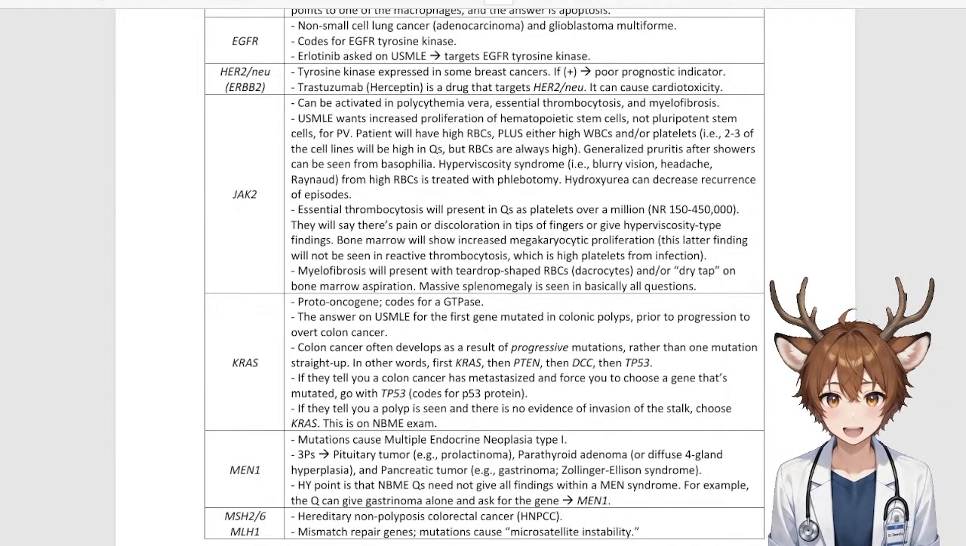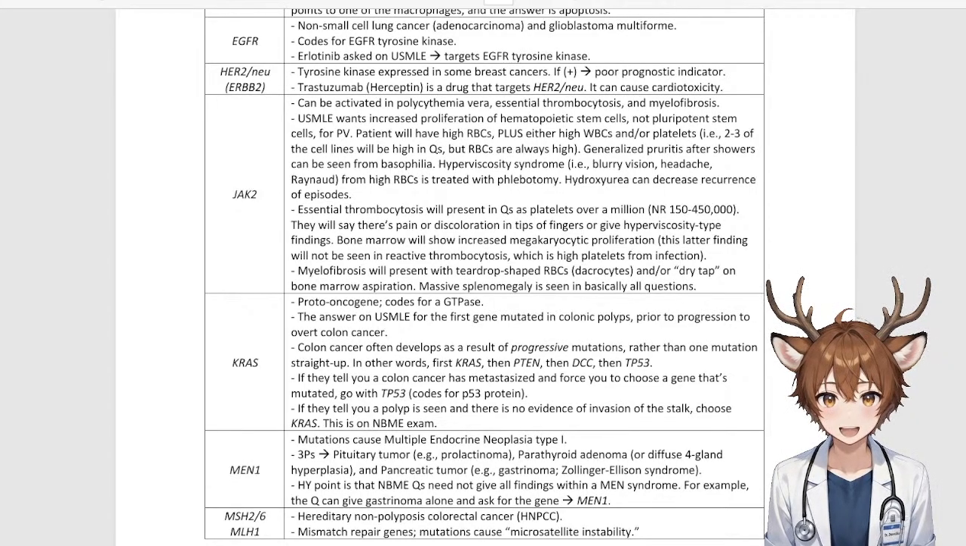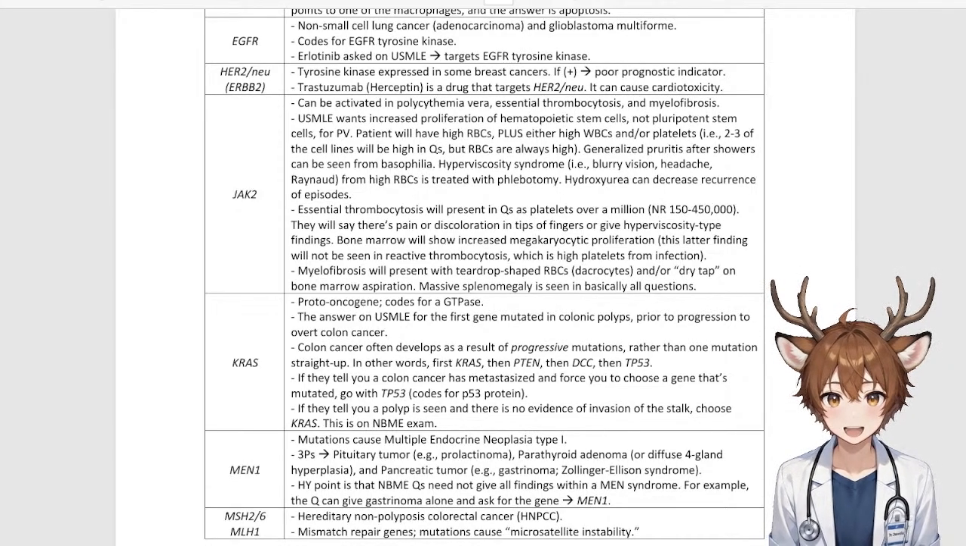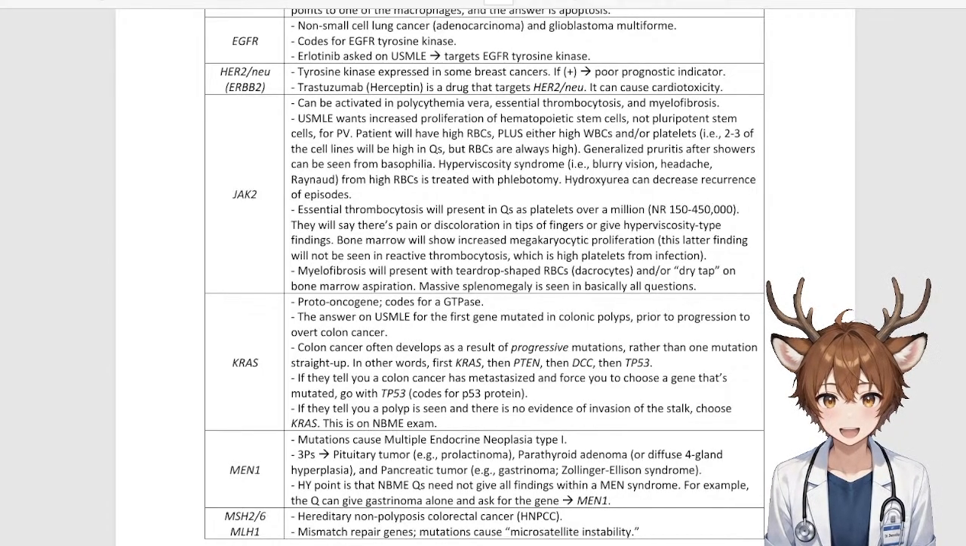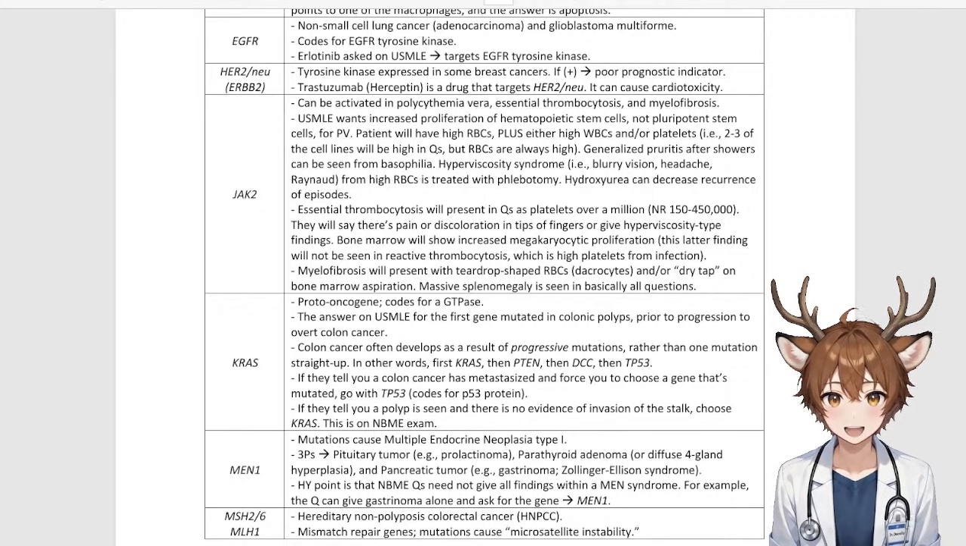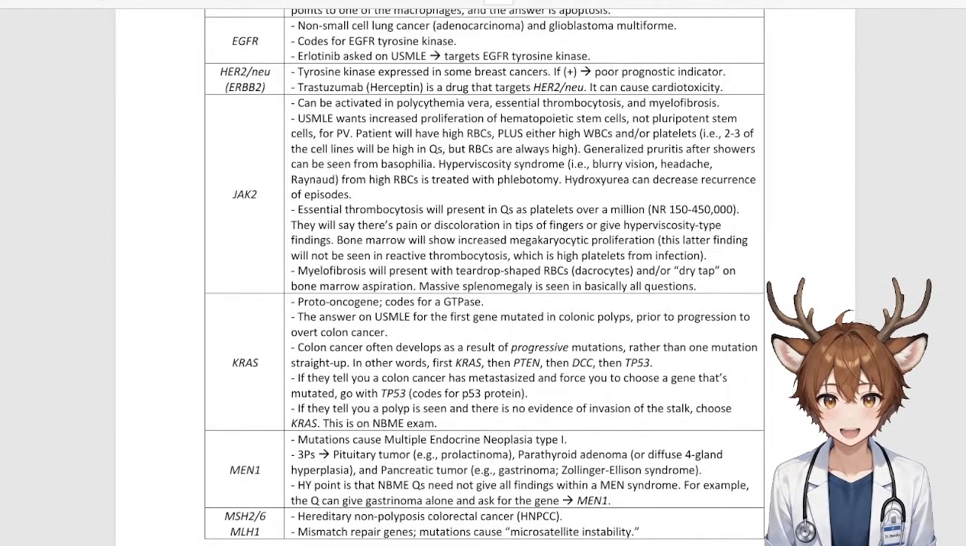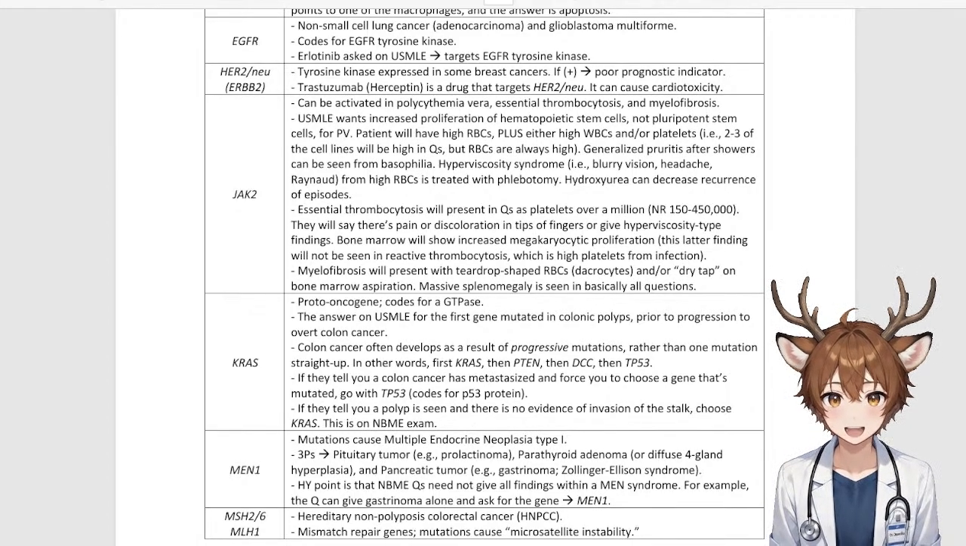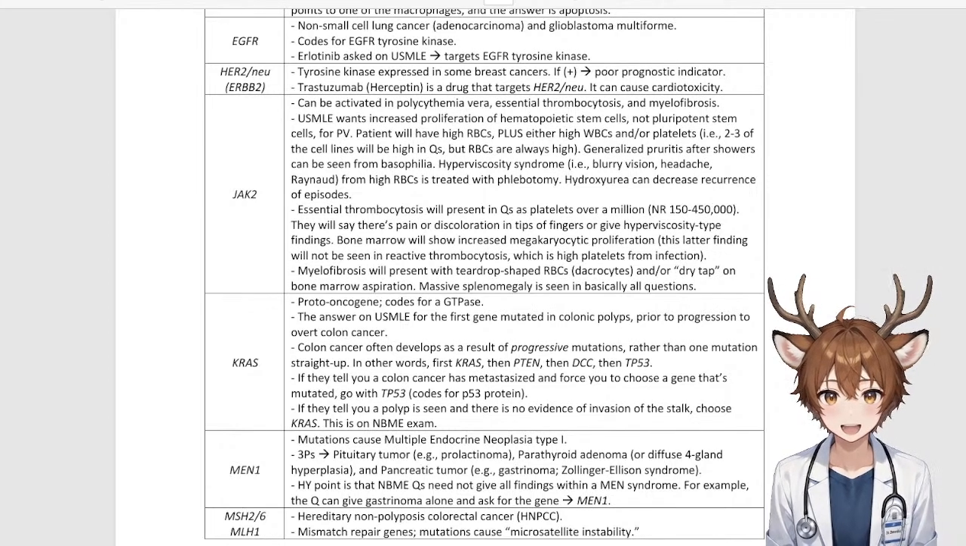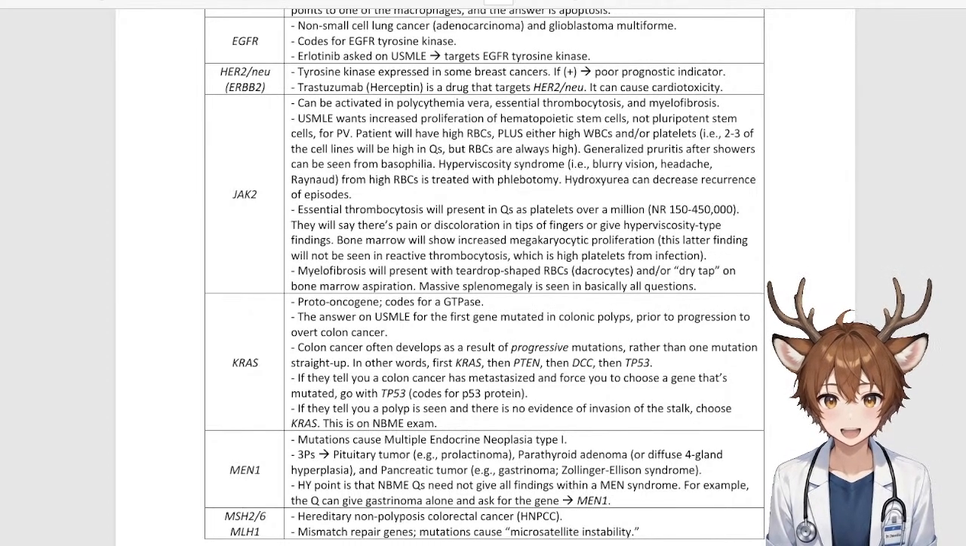If they tell you that the colon cancer has metastasized and force you to choose a gene that's mutated, then go for TP53, which codes for the p53 protein. So if you have to choose one that has happened by the time metastasis has occurred, choose TP53. But a lot of times the first one to go is the KRAS one. If they tell you that the polyp is seen to have no evidence of invasion or stalk, choose KRAS. This is on the NBME exam.